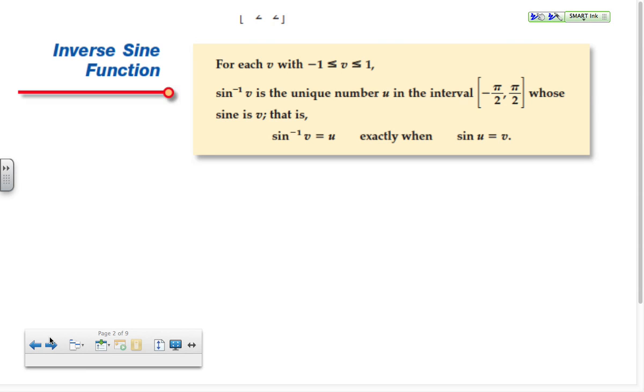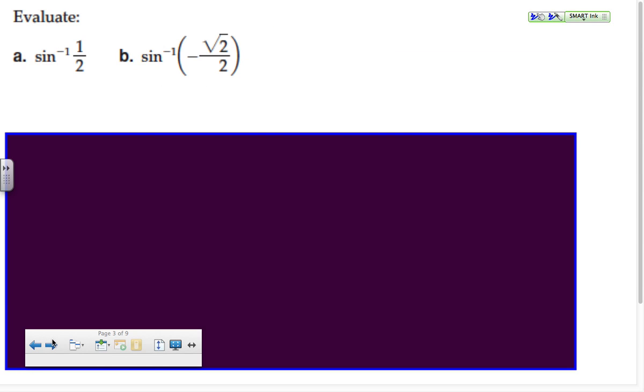So let's look, first of all, at this one. It's the inverse sine of 1/2. So what that means is that there is a value, u, whose sine equals 1/2. What is that value? Now that value has to be between negative pi over 2 and pi over 2. So I'm going to use my triangles. You're going to use a lot of these today.